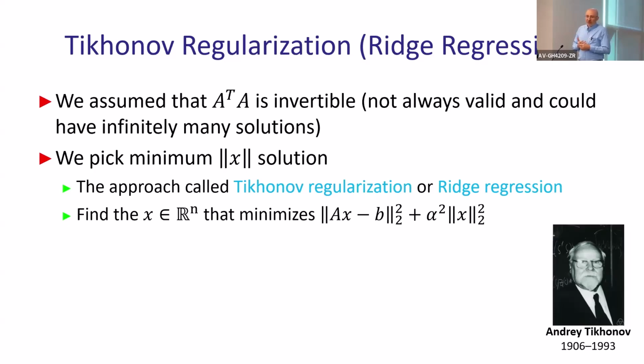Now, alpha is just a parameter of the problem. We don't know what the parameter is. You need to choose some parameter which will work well for your problem, and you have multiple different methods to choose that parameter, which will tell you how much you want to minimize the error between AX and B and just X, how much you want to minimize them.